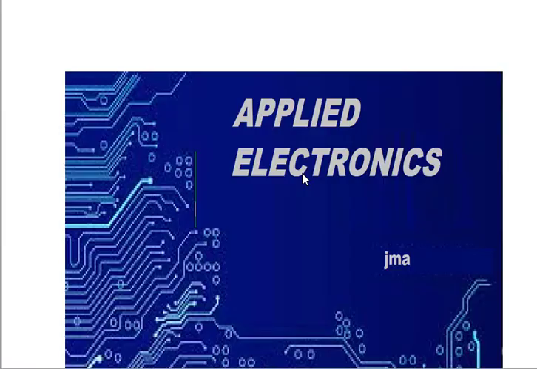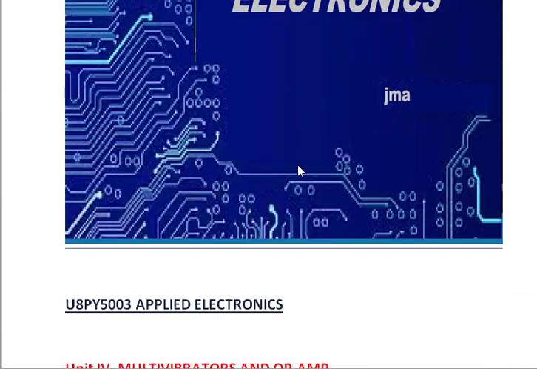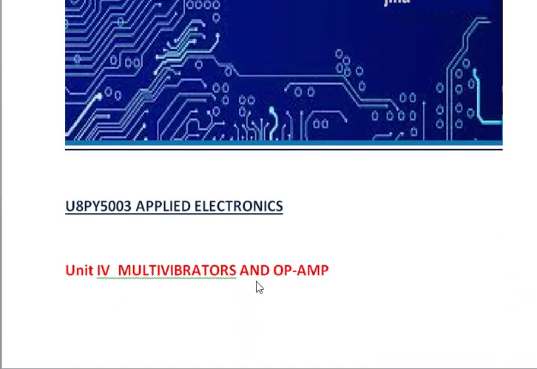The units and papers allotted to me are Applied Electronics, third, fourth and fifth units; Skill Based Subject, first and second units; Atomic Physics, second unit. We start with unit 4 of Applied Electronics. Unit 4 is Multivibrators and Operational Amplifiers.